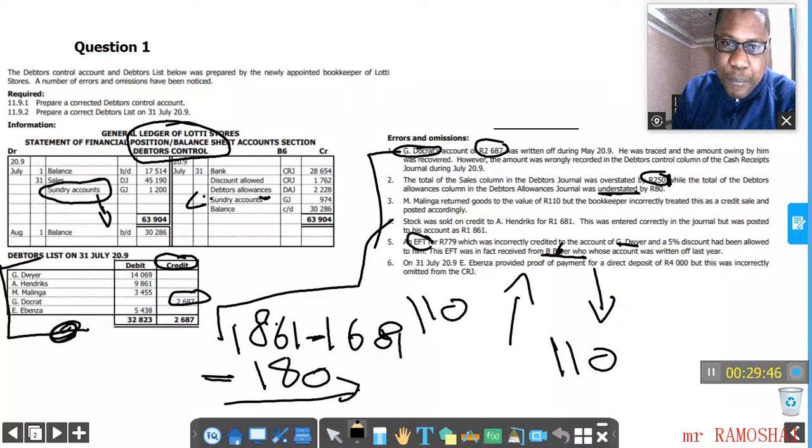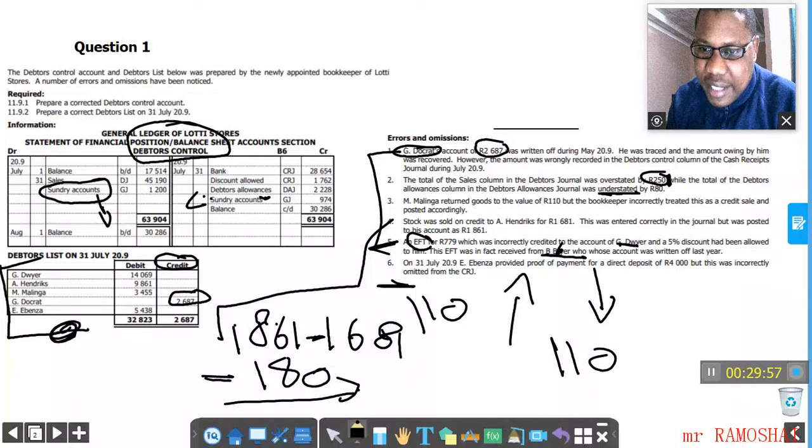Now we go back. This is number 5, it is done. Then let's go to number 6, right? They say on the 31st of July 2009, Benza provided proof of payment for a direct deposit of 4,000, but this was incorrectly omitted. If they say it was incorrectly omitted, it means the error is that they did not record this amount. So let's go and correct it.